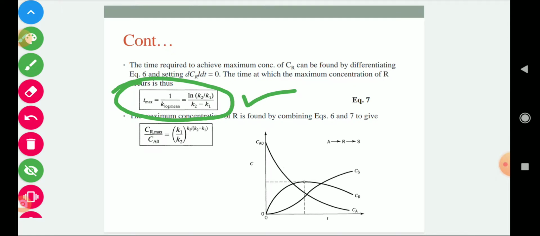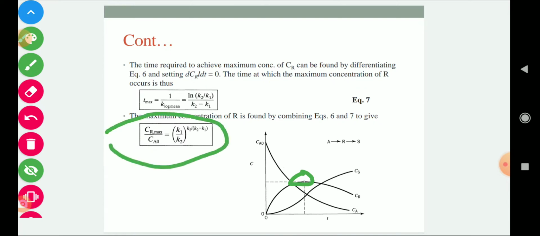As you can see in this graph, the concentration of R first increases, reaches a maximum value, then starts declining. So this point, the time at which we reach maximum concentration, is equal to t max. The maximum concentration of R is found by combining equations 6 and 7 to give this one. If we combine these two equations 6 and 7, we get this equation.